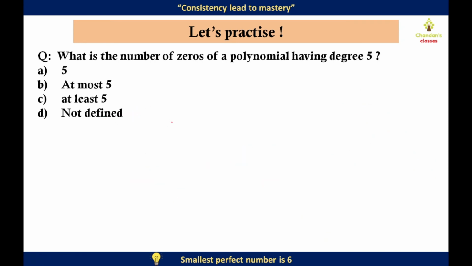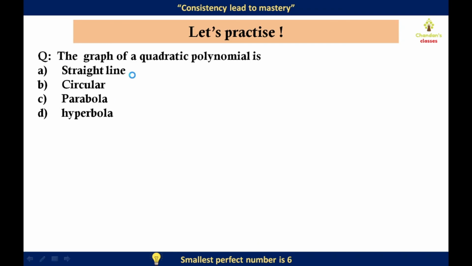Next one is a very simple question. What is the number of zeros of a polynomial having degree 5? Because the degree here is 5, number of zeros will be at most 5. The correct option is B. Next, the graph of a quadratic polynomial. Now this is interesting. I've already drawn out the graphs of quadratic polynomials. The graph of a quadratic polynomial looks like this. This kind of shape is called the parabola. Okay, the correct option here is option C, parabola.